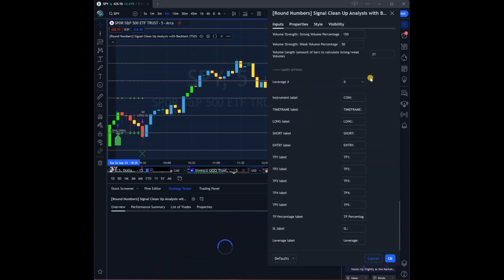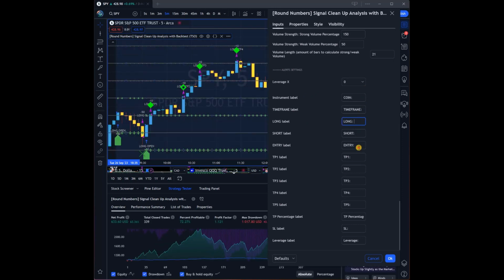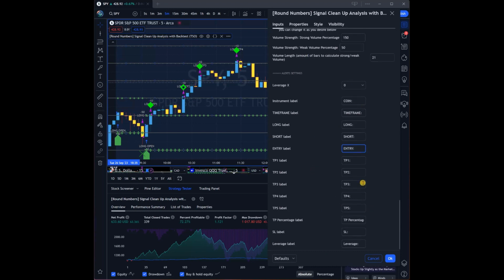This is the alert settings. You don't have to touch this unless you're going to be using some sort of webhook tool for setting up a trading bot, and it requires specific labels, as this alert is basically going to be passed in JSON format. If you're going to trade yourself, don't worry about this section.